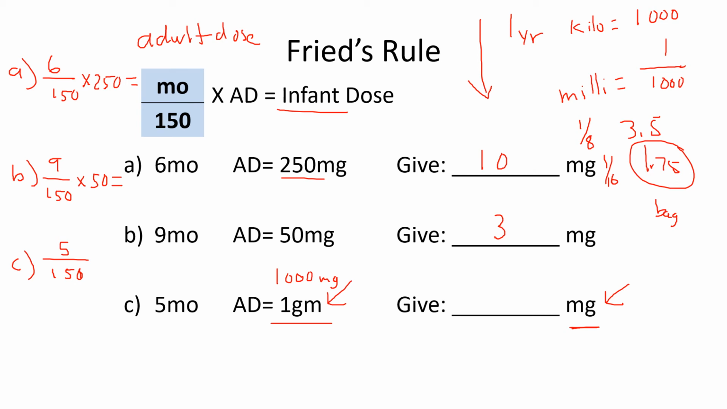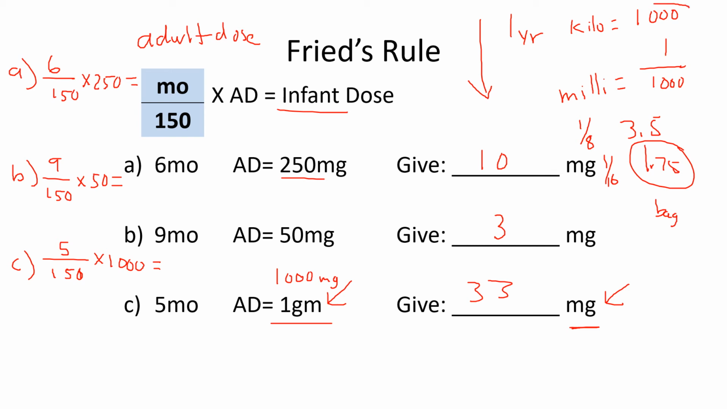Yeah, it's all good. So, C, what did you guys get for C? How many milligrams? Five over 150 times... No, 1,000 milligrams. So this is grams, and they want the answer in milligrams. So 5 over 150 times 1,000. 33. Yeah, so 33. So just be wary of your units.